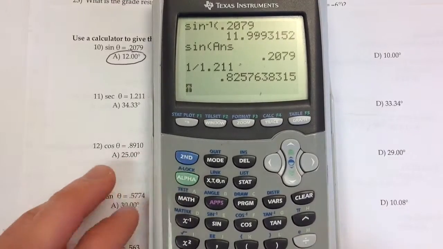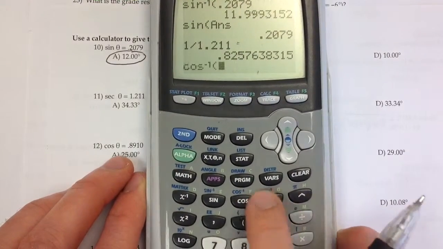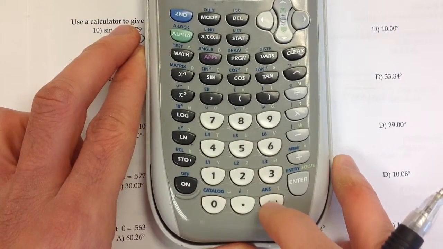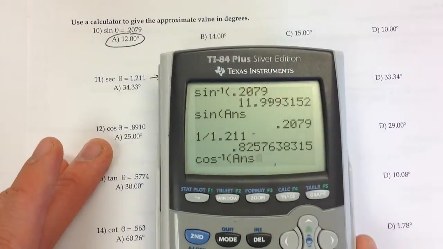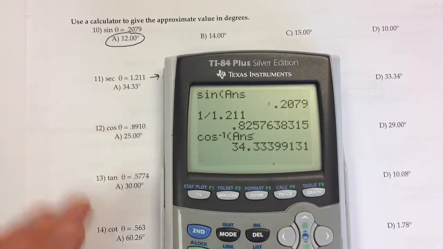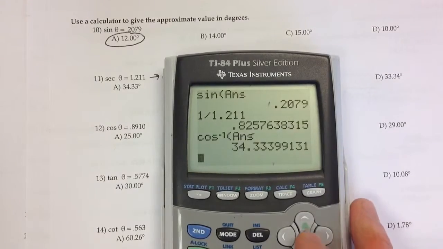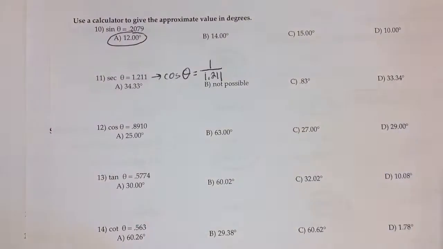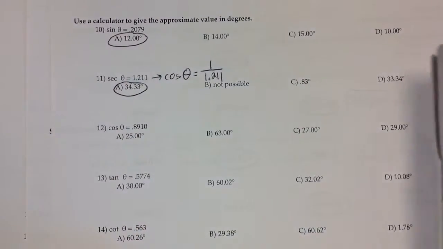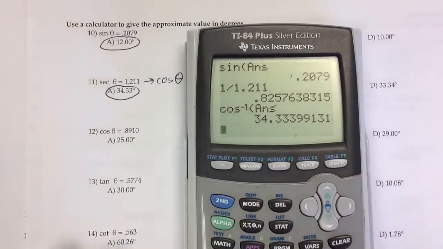So second cos of second negative, that's your answer memory, if you don't know. Gives you the last answer. Okay. So 34.33 degrees.